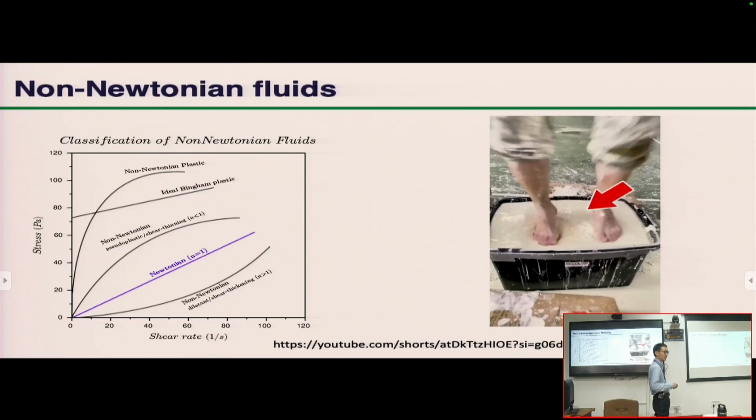Doesn't depend on the shear rate. Okay, that's the Newtonian fluid. And you have other kinds of fluids, then those are called non-Newtonian. You can have a shear thinning fluid, which means if the shear rate is higher, the slope actually goes down, right? It becomes easier to flow.